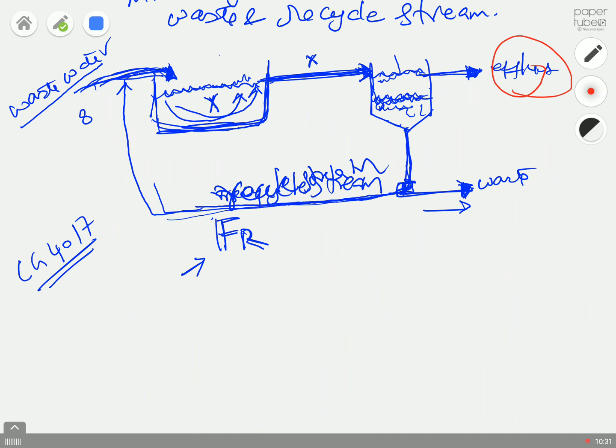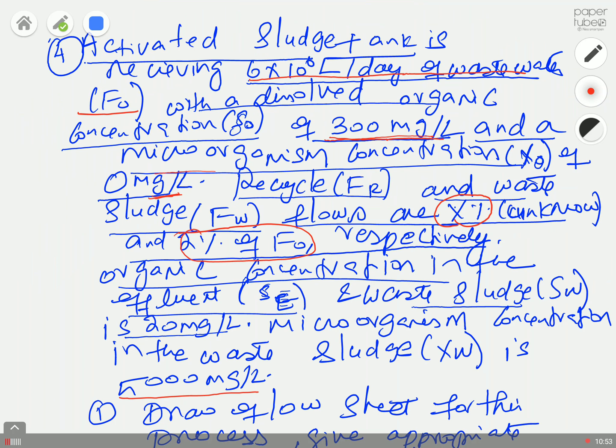So the organic concentration in the effluent and waste sludge is 20 milligrams per liter. So we know the substrate concentration in the waste sludge and the substrate concentration in the effluent. And the microorganism concentration in the waste sludge is 5000 milligrams per liter. So we know the concentration of the microorganisms in the waste sludge, which is 5000 milligrams per liter.